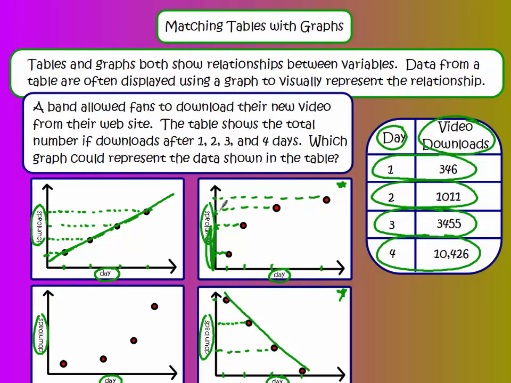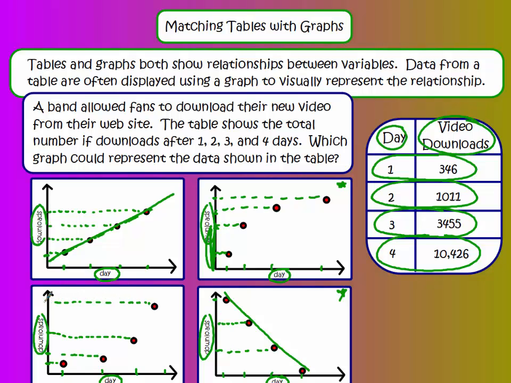So it looks like by process of elimination it's going to be the bottom left one. Let's just take a look. Day 1, day 2, day 3, day 4. So if this is 346, about 350, then this is about 1,000. Okay, we're close. Then does the gap get even bigger? It sure does, it gets a lot bigger. And then after that, does the gap get even bigger going up to 10,000?